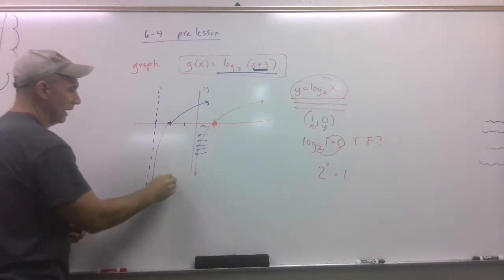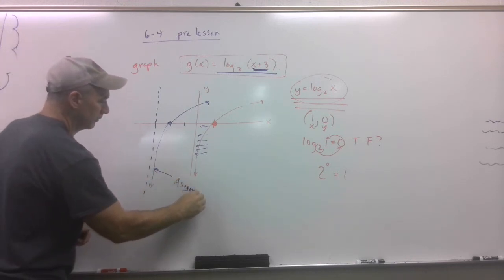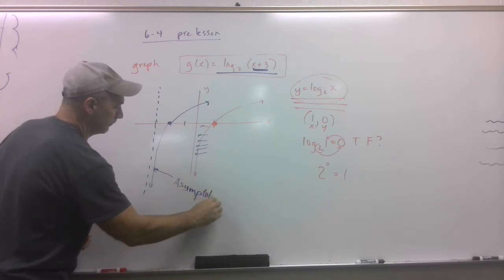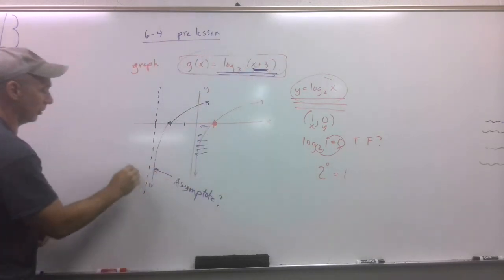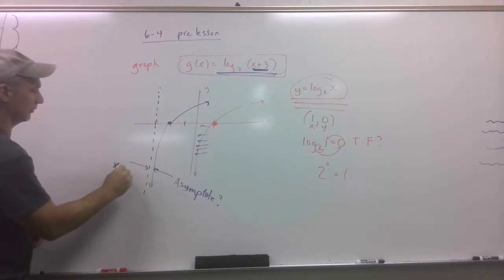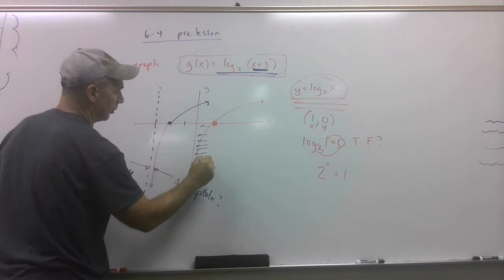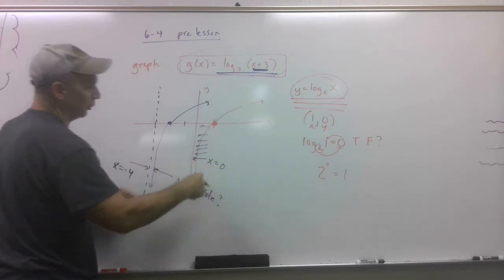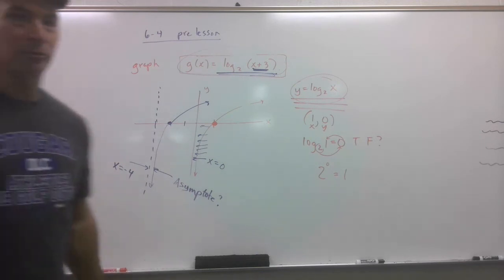So if they asked you, hey, what is the asymptote of this whole thing? You'd go, that's x equals -4. The original's asymptote is x equals 0, or you could just say it's the y-axis, either way. So that one's not too bad.